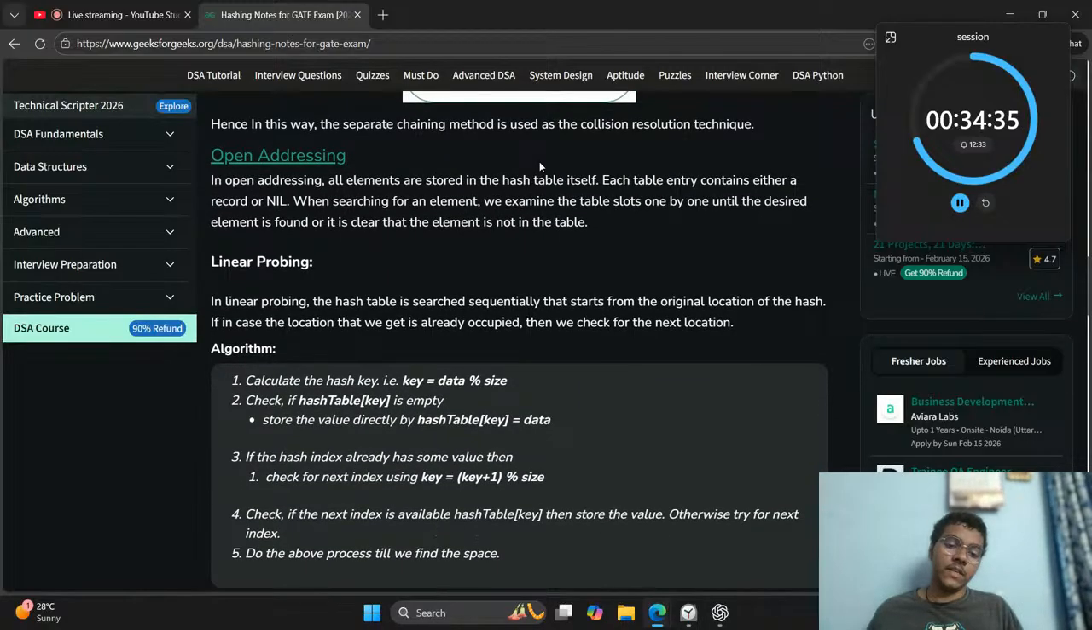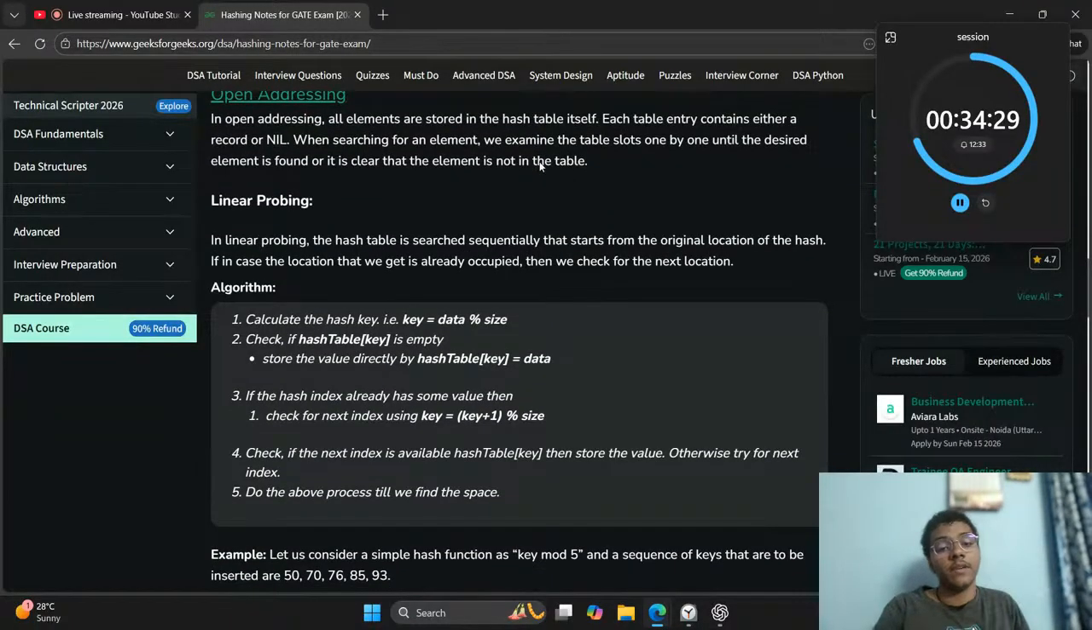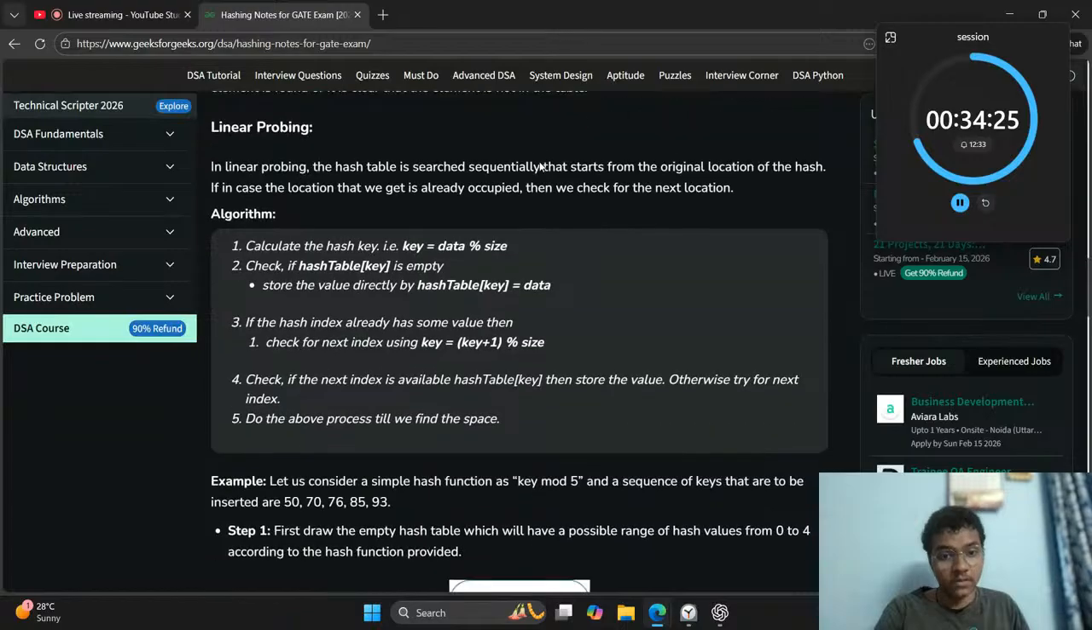Linear probing. In linear probing, the hash table is searched sequentially, starting from the original location of the hash. If the location that we get is already occupied, then we check for the next location.